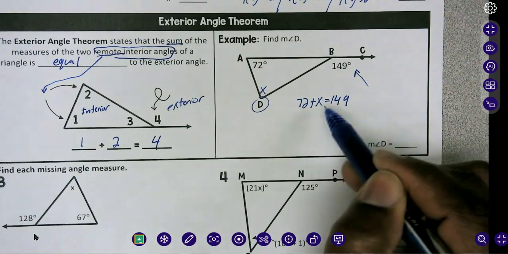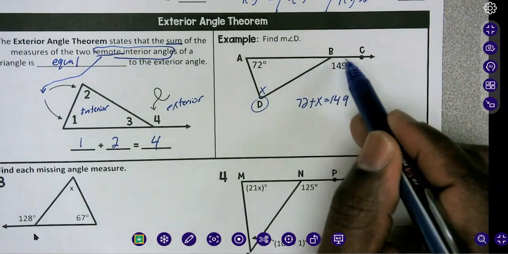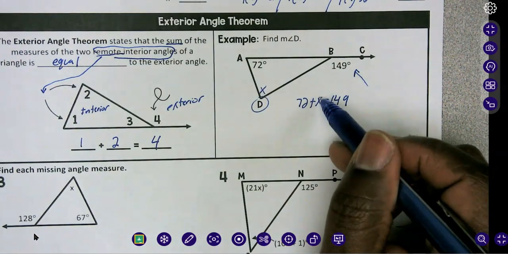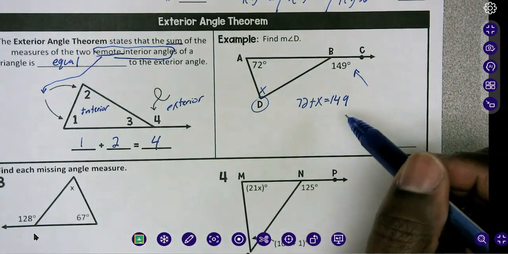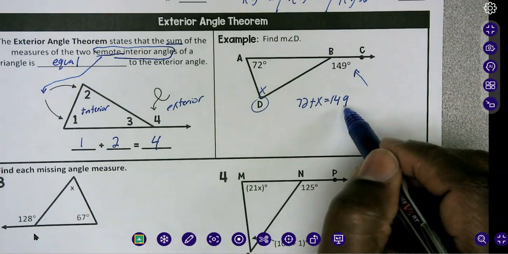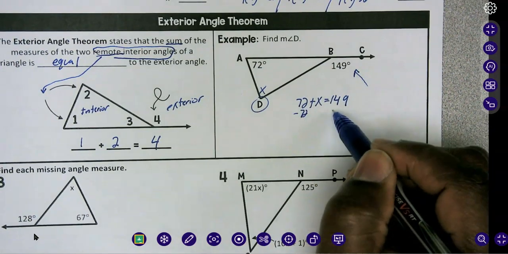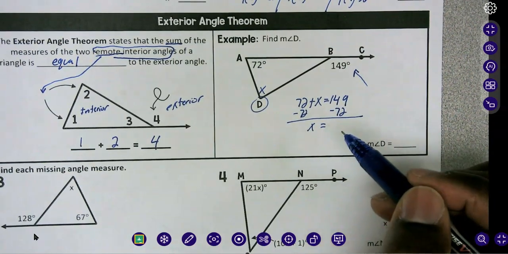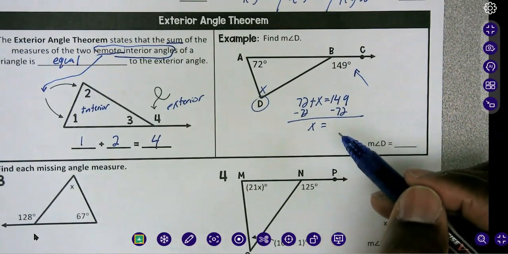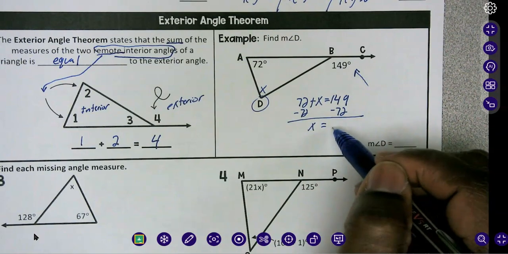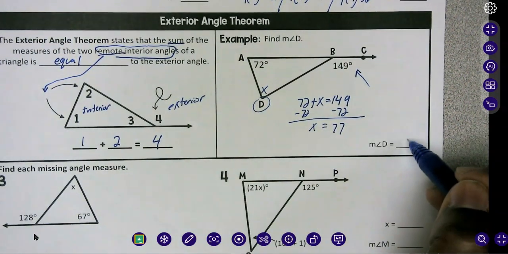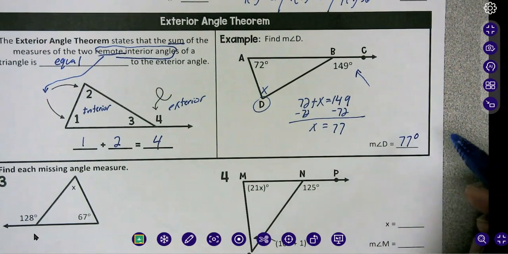Now notice it doesn't equal 180. It equals whatever this angle is. So 72 plus whatever this is, I just use X. I could have used angle D. Whatever that is equals 149. So I'll subtract 72 from both sides. And X equals 77, or this angle, the measure of angle D, is 77 degrees.